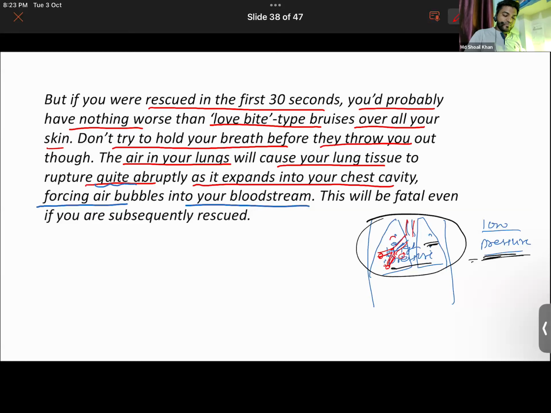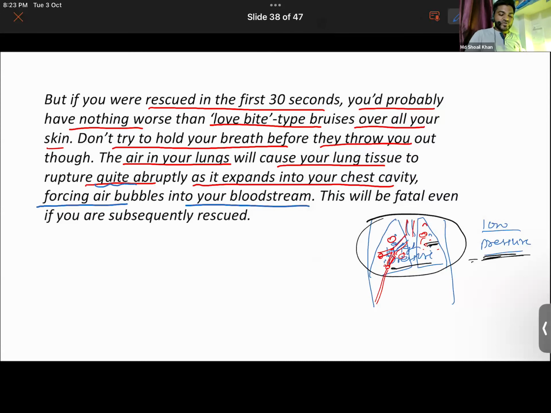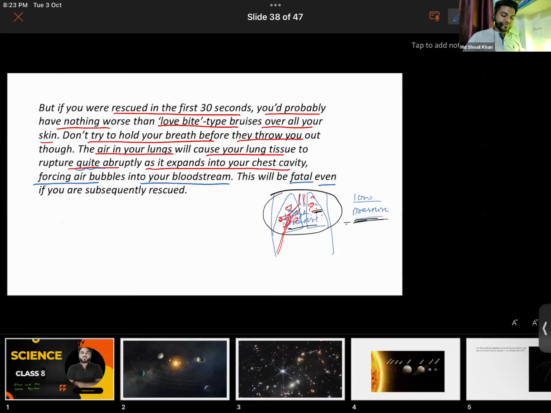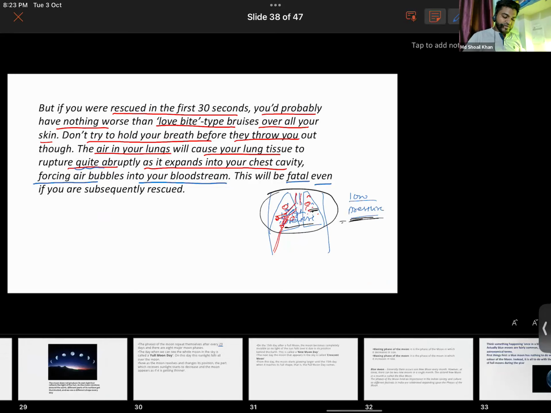So what will happen? All the air bubbles stored in the lungs will be forced into the bloodstream, into that blood, right? So the thing is that even if the person is rescued under 30 seconds, it will be very fatal for his health. He or she may not survive. Getting it now? So that was the case about whether the person could be saved or not, or what will happen to his or her body if he or she were to be left in the space.